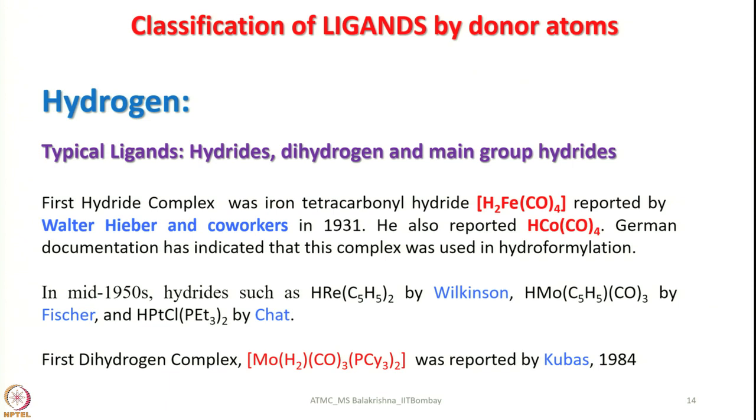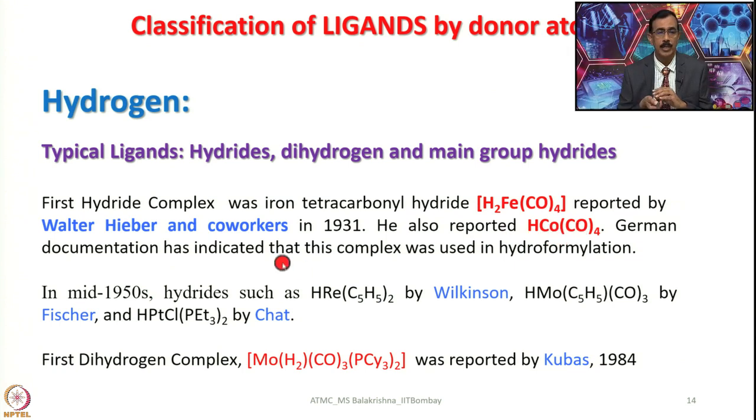The first hydride complex was iron tetracarbonyl hydride, reported by Walter Hieber and co-workers in 1931. He also reported cobalt hydride having 4 carbon monoxide. German documentation has indicated that this complex was used in hydroformylation much earlier. In the mid 50s, hydrides such as rhenium hydride by Wilkinson, molybdenum hydride by Fischer, and platinum hydride by Chatt were made. So, all these hydrides of rhenium, molybdenum and platinum were made in the 1950s by these respective chemists.